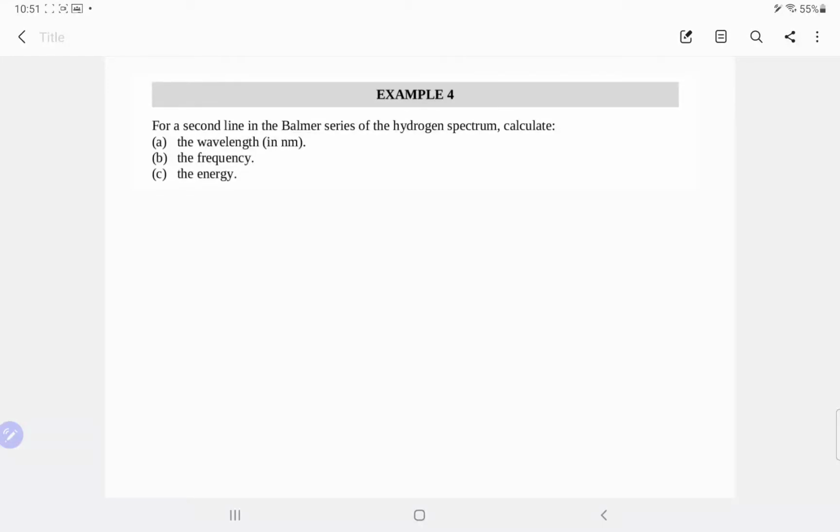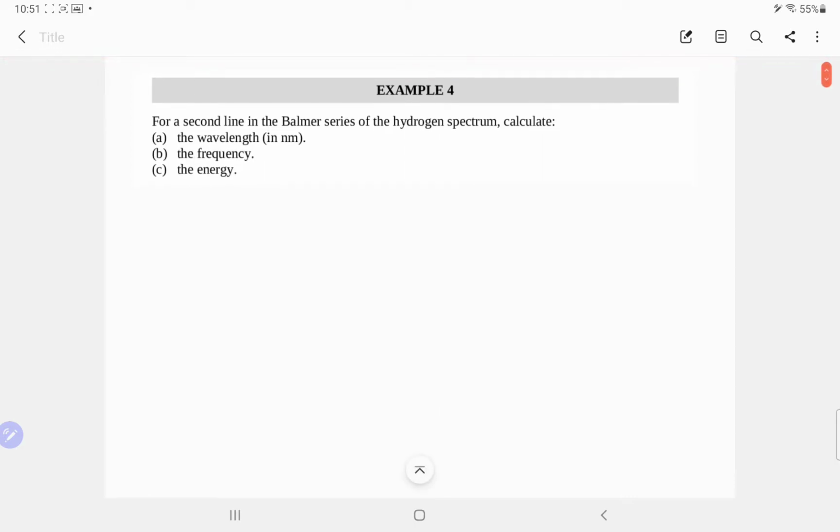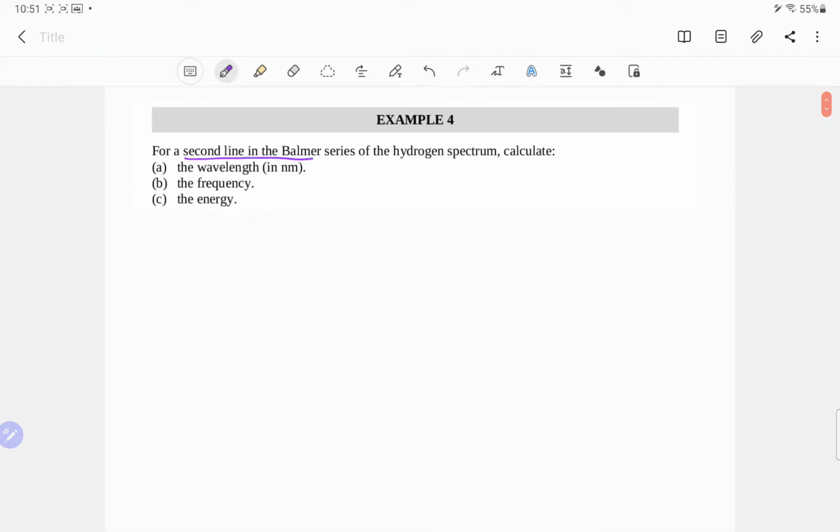Look at example 4. The question asks for the second line in the Balmer series. Okay, so for the Balmer series, as we know, n is equal to 2. So the first line is 3 to 2, and the second line, of course, is from n equals 4 to n equals 2. Calculate the wavelength in nanometer.